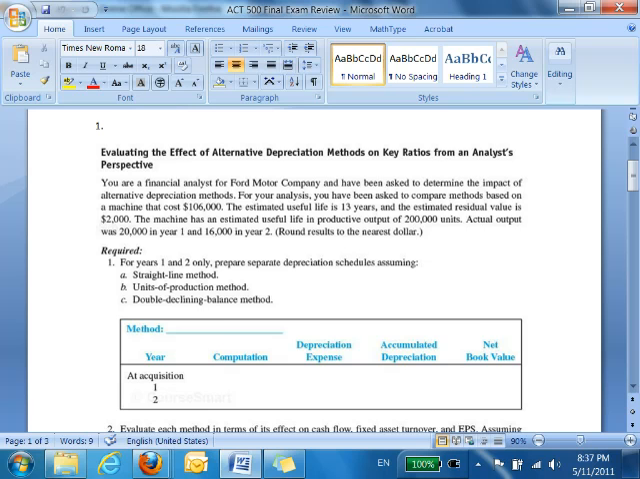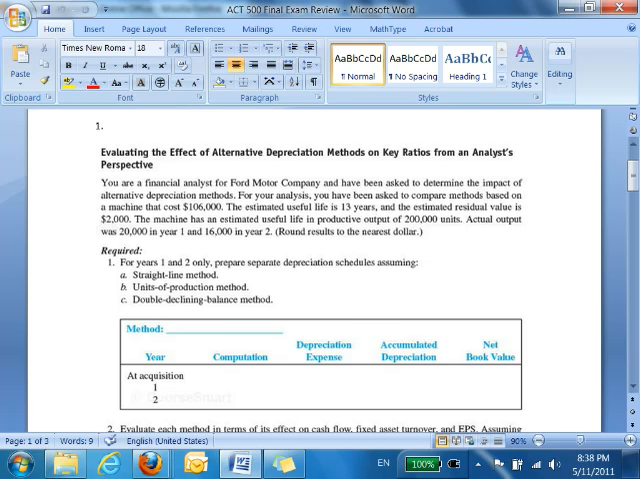For this problem, we have all the information we need for depreciation. The machine cost is 106,000. And remember, according to GAAP, all assets should be recorded or reported at their historical cost. So it's recorded as the original purchase price, the original cost, $106,000.